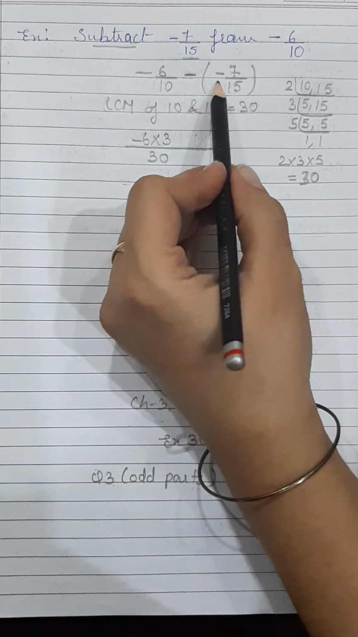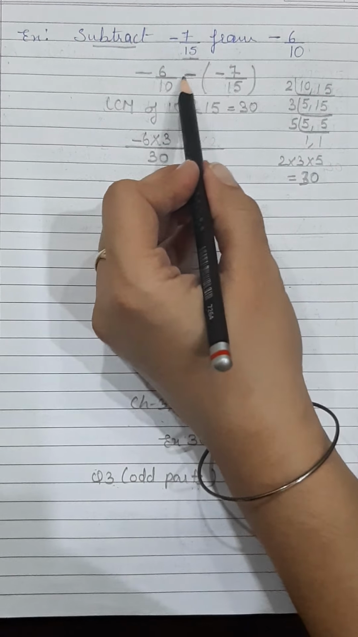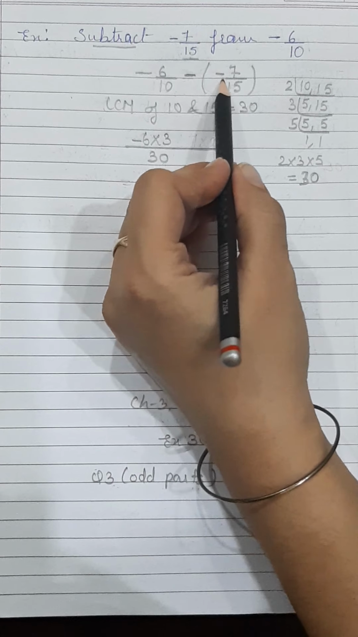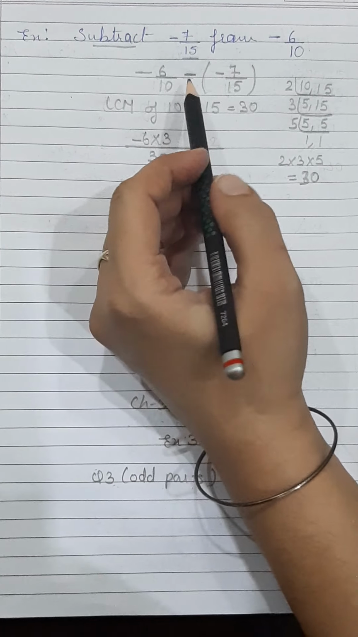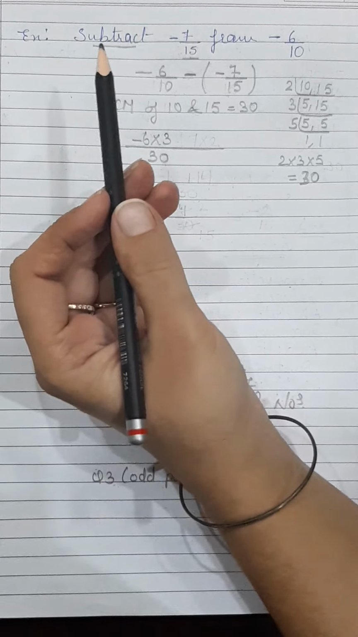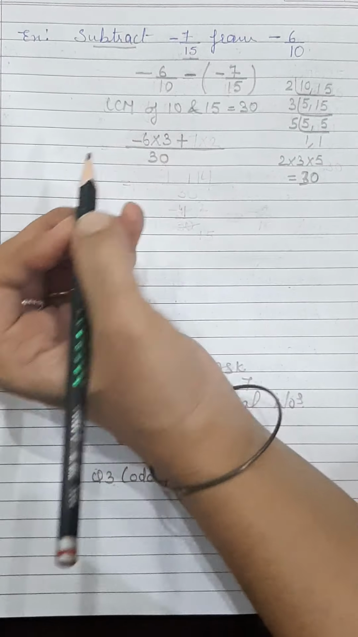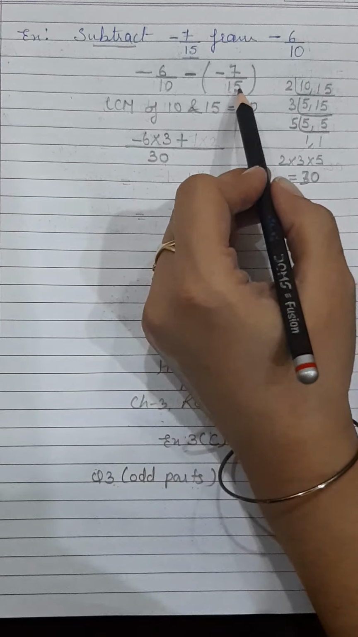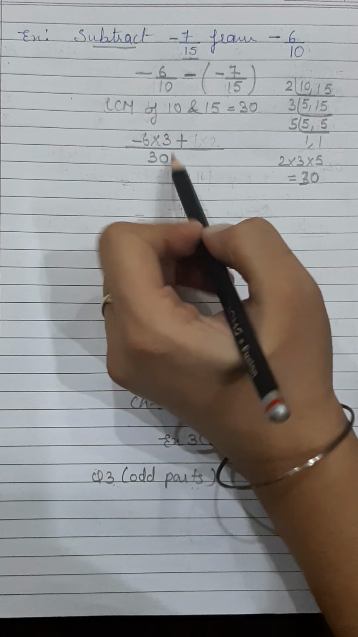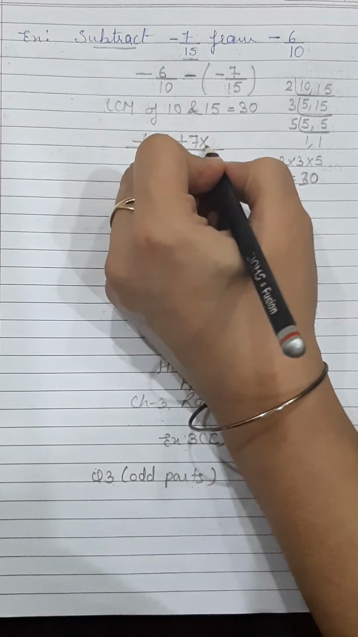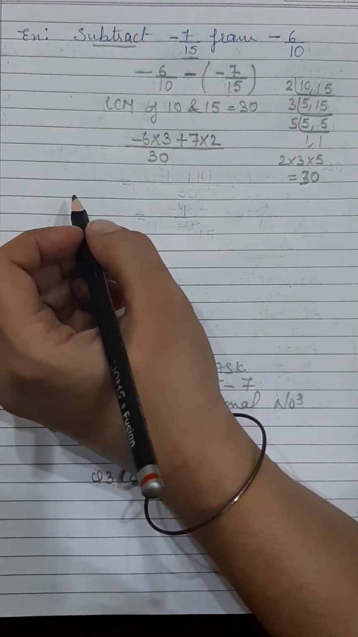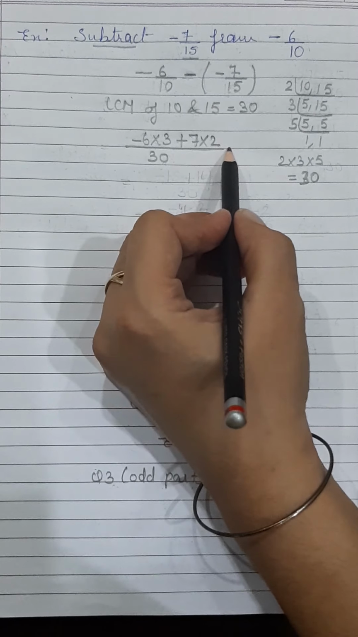Then next step will be, you can't write two signs together. So you have to convert into single sign. So minus minus plus. So here you have to apply plus sign. Now 15 2s are 30. So 7 into 2 you have to multiply. Clear? 7 into 2 you have to do.